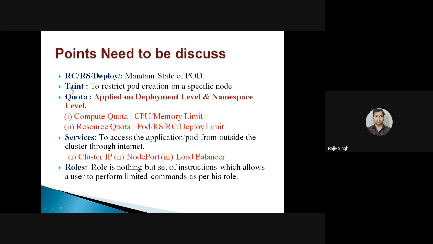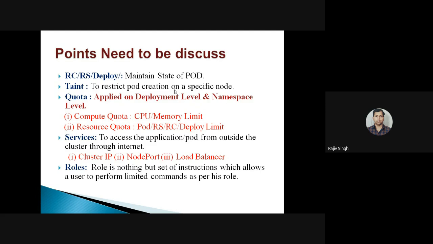One more point is taint. Taint is to restrict pod creation on a specific node. Suppose your master node is very specific. You don't want to schedule any pod on that because it's a very crucial node. So in this scenario, you can taint that node so that the pod could not be created on that particular node. So this is the taint.